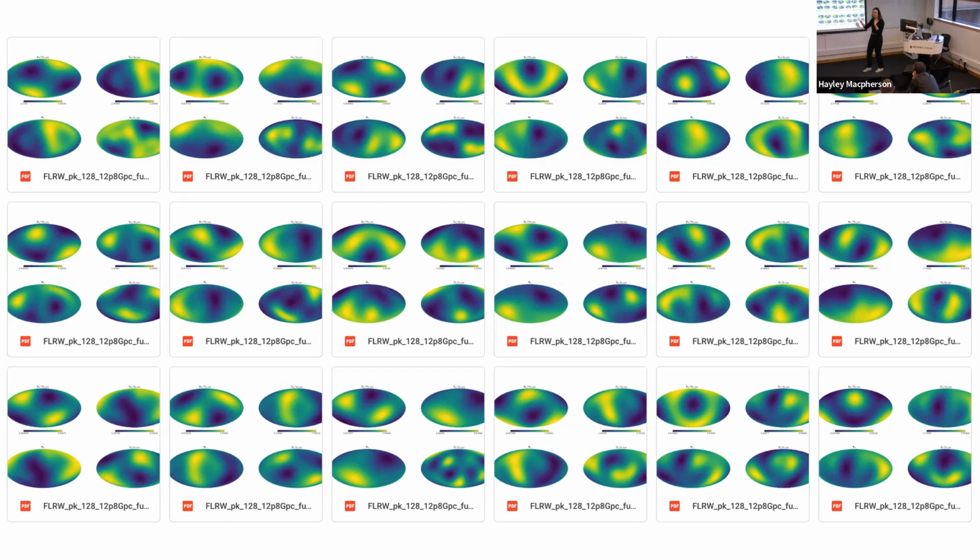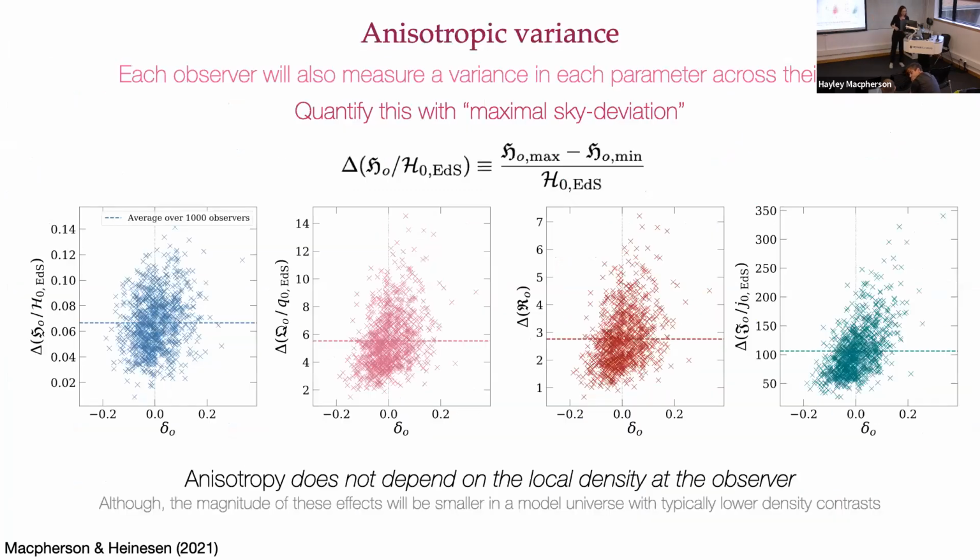And so that's also something we're looking into now, is if you consider a simulation which has a lot of small scale structure, and then look at these kind of large scale effects, do they look the same as if you just totally neglected it? So that's something that's in progress too. And so what we might be interested in doing is looking at how much each of these parameters vary across the sky for each of our observers.